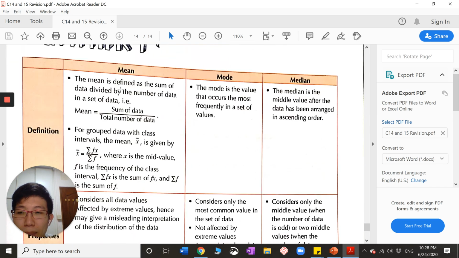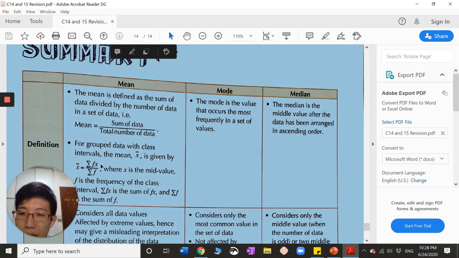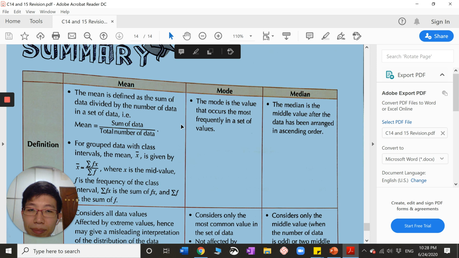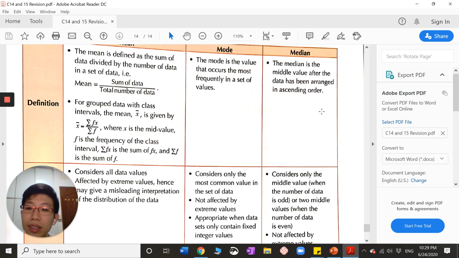Okay, so this one is a summary. Don't be afraid of these terms over here. It just means the total sum, the total value divided by the total number of data. This is just a mathematical way of writing it, so don't worry about it. As long as you know that the mean is equal to the sum of the data over the total number of data, then you are fine already. You won't be asked to write this one in the exam. The mode is the value that occurs the most frequently in the set of values, and the median is the middle value after the data has been arranged in ascending order.